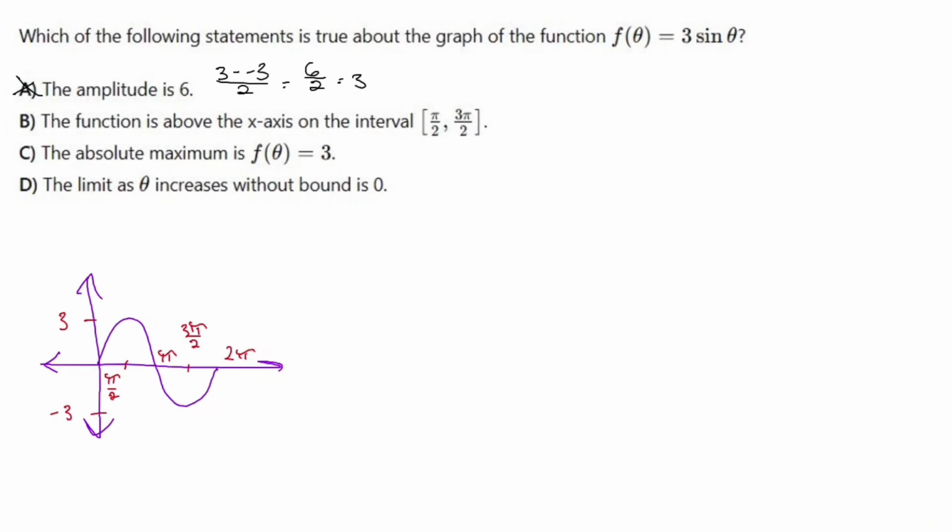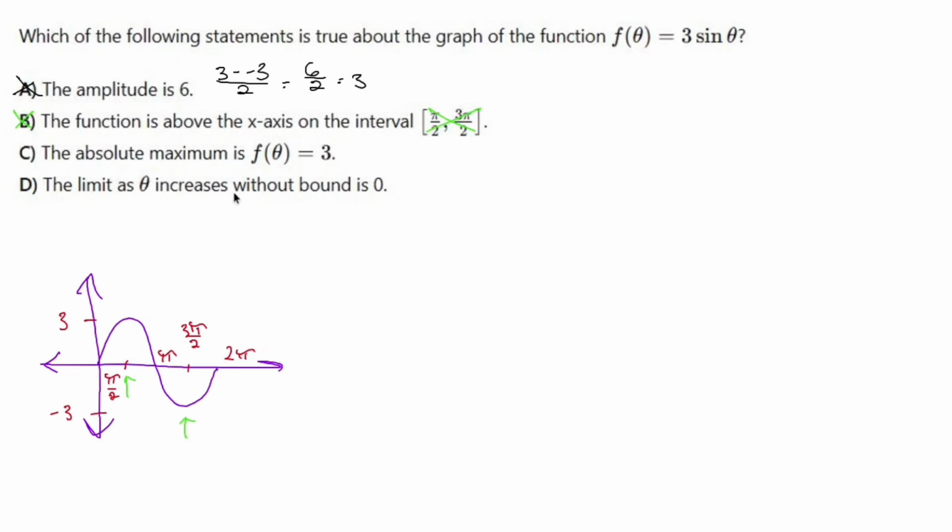Well, at pi over 2, here, we are above the x-axis, but it dips below the x-axis at pi and is now below the x-axis at 3 pi over 2. So this is not a true statement because it's only above the x-axis between 0 and pi. So you're not true, which means you're not the one I want.